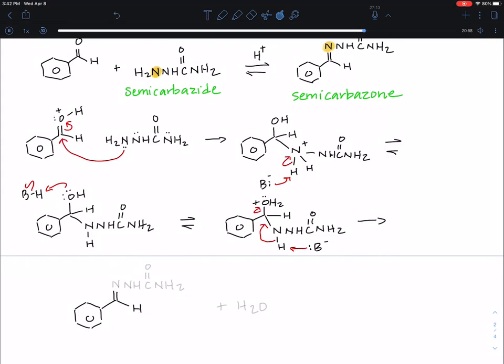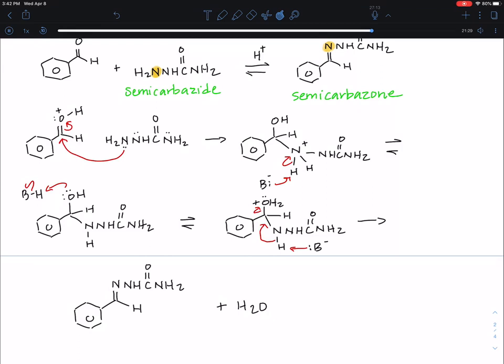There's our carbon, double bond nitrogen, right? And then the rest of what was attached to it. And one unit of water. The same old mechanism, every single time with these ketones or aldehydes and some kind of a primary amine or something that can behave like a primary amine.